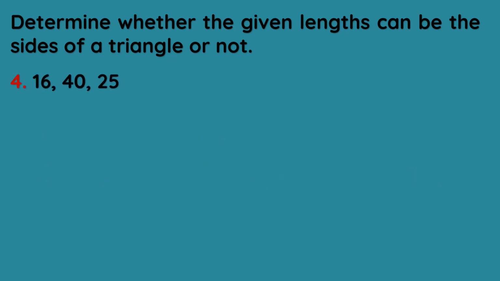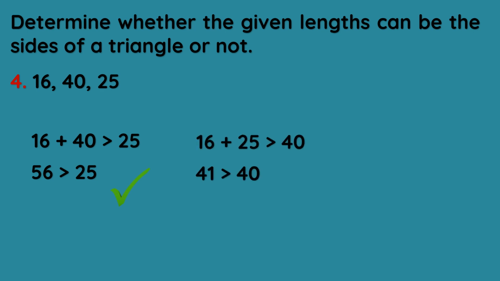We now have the fourth set of lengths. We have 16, 40, 25. The sum of 16 and 40 is 56, which is greater than 25. The sum of 16 and 25 is 41, and that is greater than 40. The sum of 40 and 25 is 65, and that is greater than 16. Since it satisfies the triangle inequality theorem, we can say that 16, 40, and 25 can form a triangle.